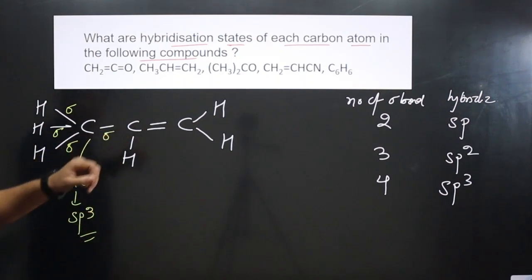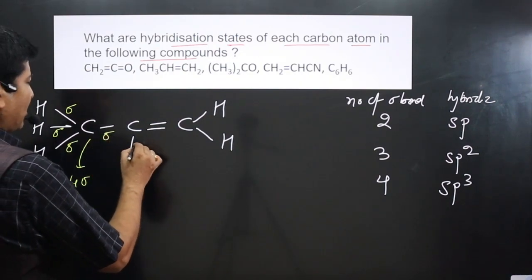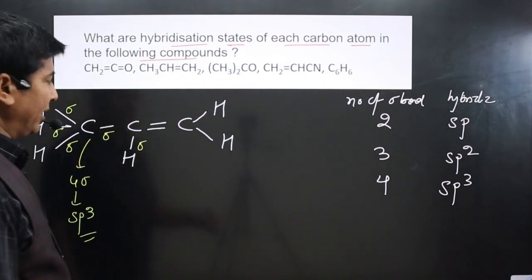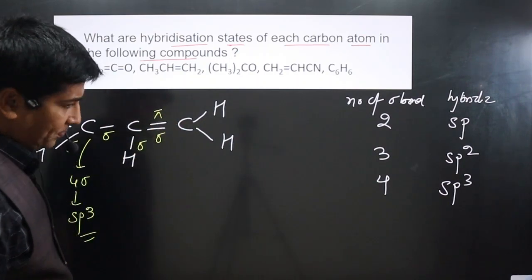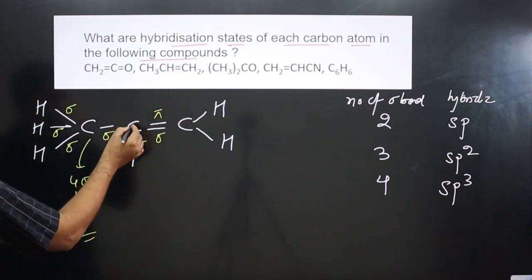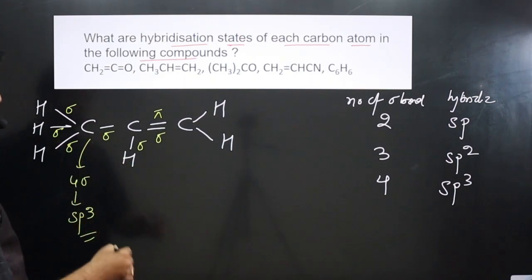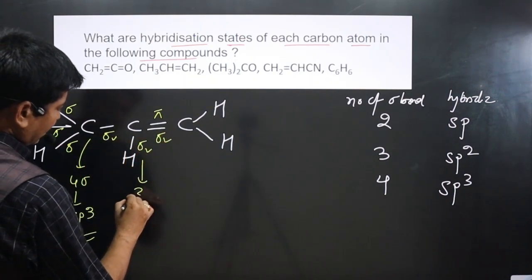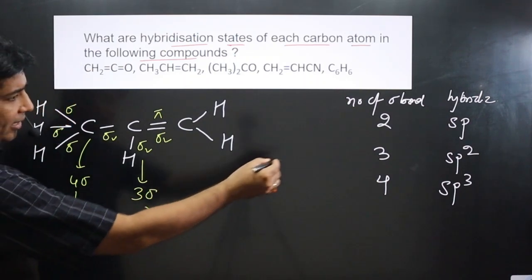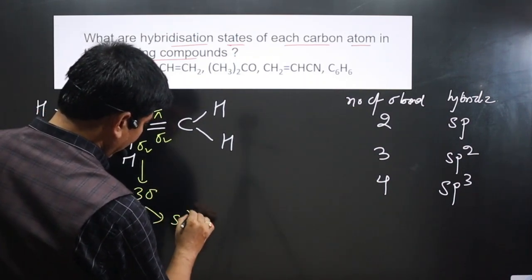Okay, now go for the second carbon. You can see it is a sigma bond, it is a sigma bond. We have a double bond. In a double bond, one bond is a pi bond and the other is a sigma bond. So now this second carbon is forming how many sigma bonds? First sigma bond, second sigma bond, and third sigma bond. It is forming 3 sigma bonds, and hence it will be sp2 hybridized.